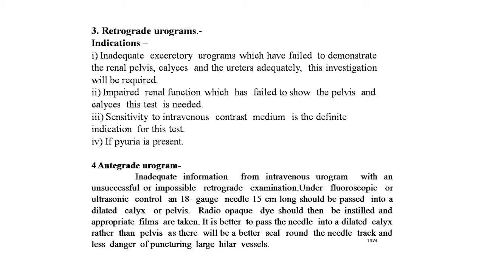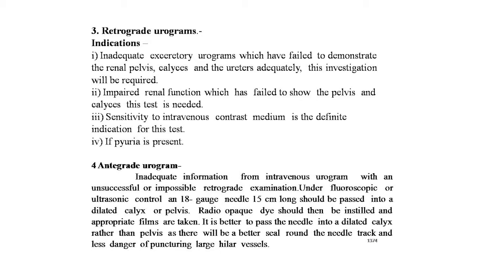Fourth is the antegrade urogram, that is the AGU. The clinical indication for this test is inadequate information from the intravenous urogram with an unsuccessful or impossible retrograde examination. Under fluoroscopic or ultrasonic control, an 18 gauge needle, 15 cm long, should be passed into the dilated calyx of the pelvis of the kidney.